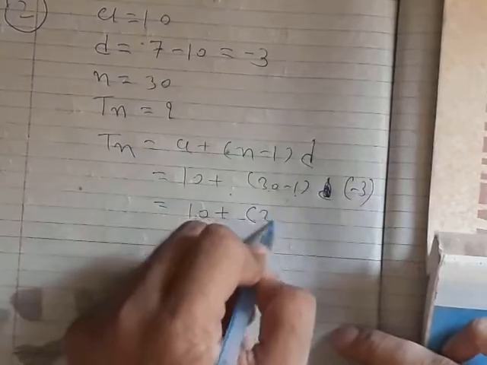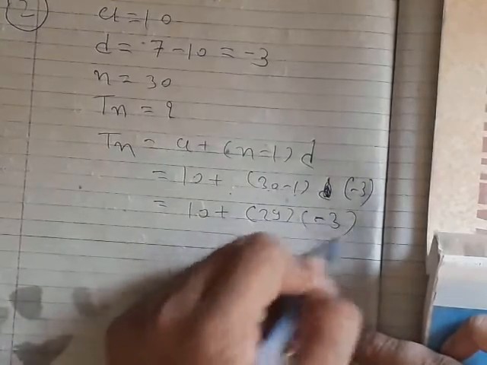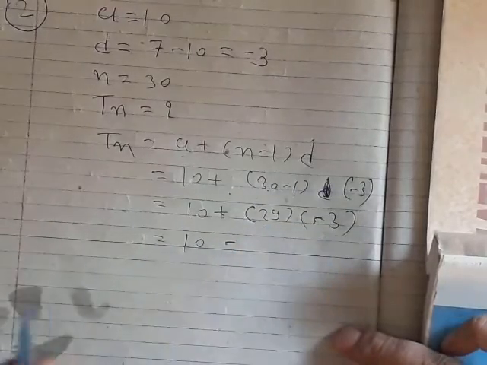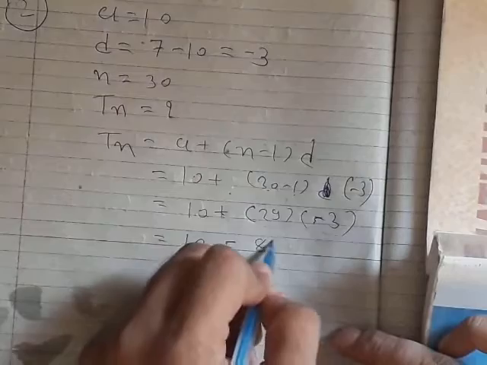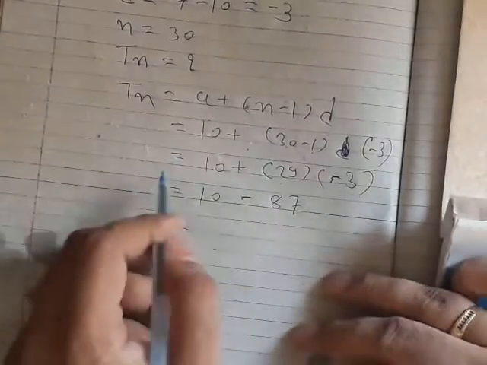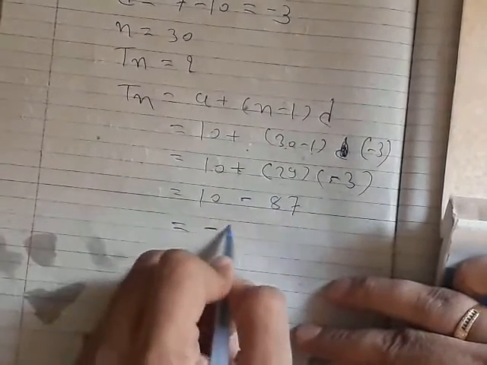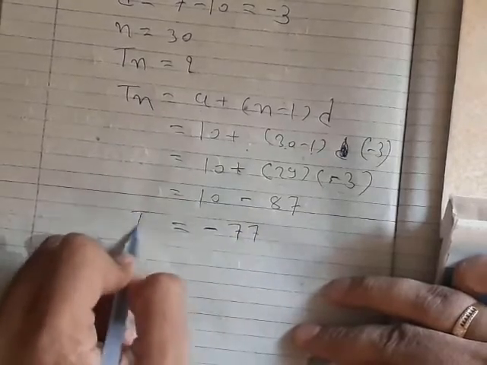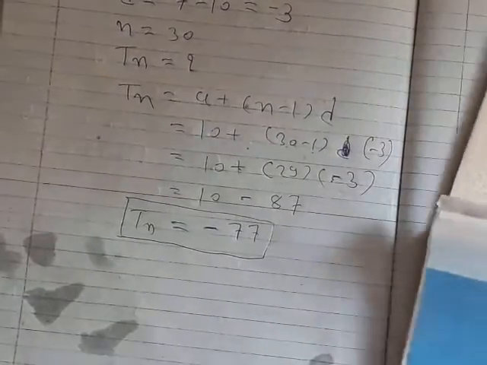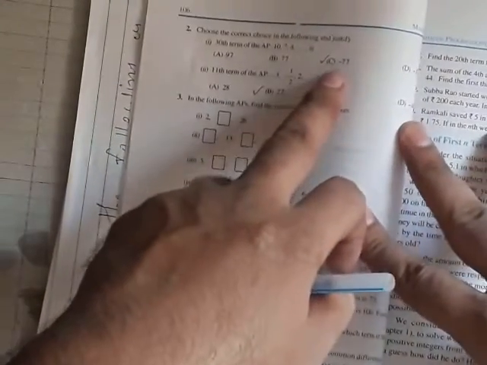30 minus 1 is 29, and here is minus 3. So 10 plus minus 29 into 3, I think it is 87. Okay, 10 minus 87 is minus 77. So the 30th term is minus 77. So option C is right, minus 77.